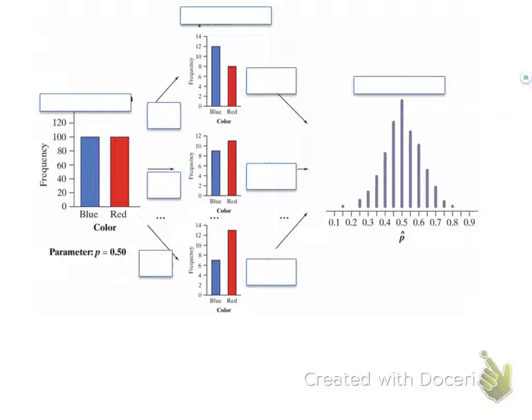Okay, so the population distribution is the first thing on the left, because there are truly 100 blue chips and 100 red chips. So that is the true population. And so our parameter p, or pi, is 0.5. We're going to study a particular parameter, p, which is the proportion of red chips.